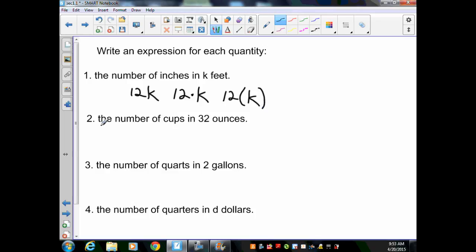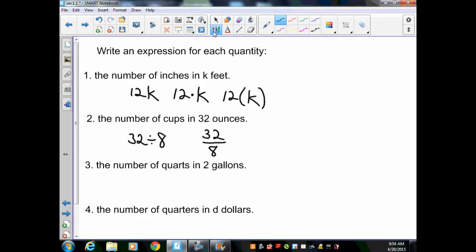The number of cups in 32 ounces. I know that there are 8 ounces in a cup, and if I take 32 and divide it by 8, that will give me how many cups are in 32 ounces. In this case, 32 divided by 8 is going to give me 4. I also can write that as 32 over 8. And notice the first one is a variable expression, while my second one is a numerical expression.